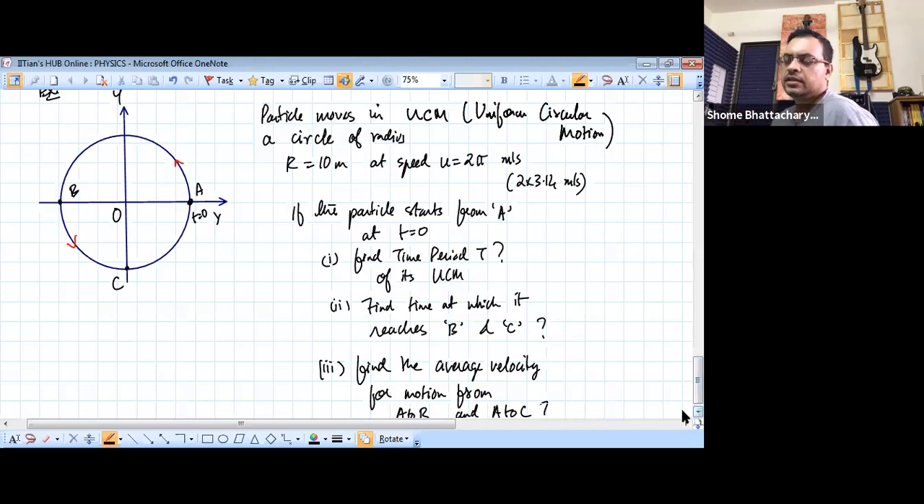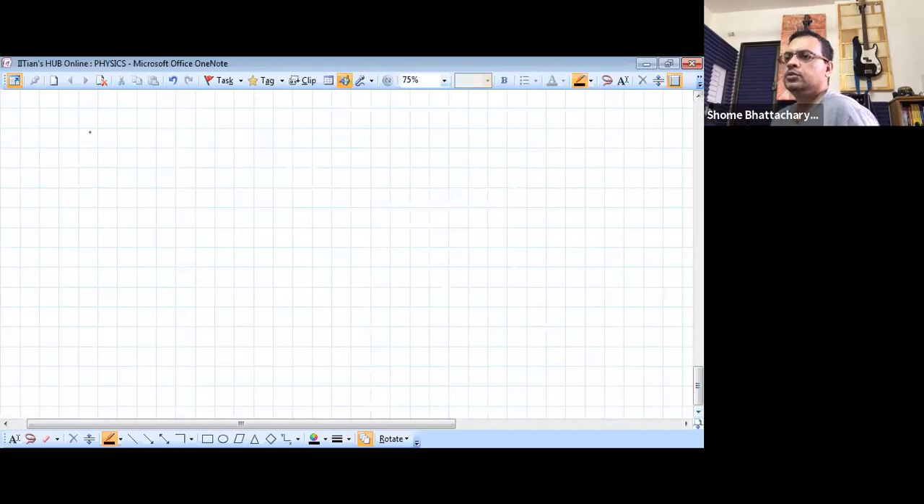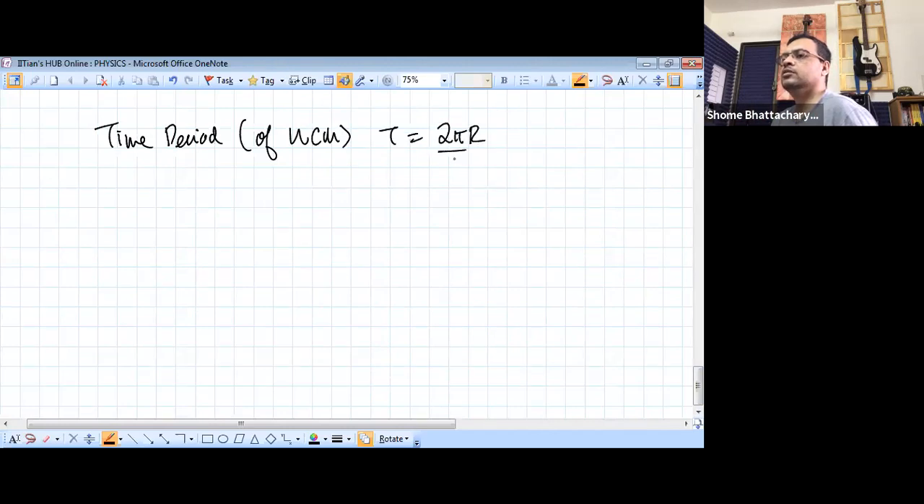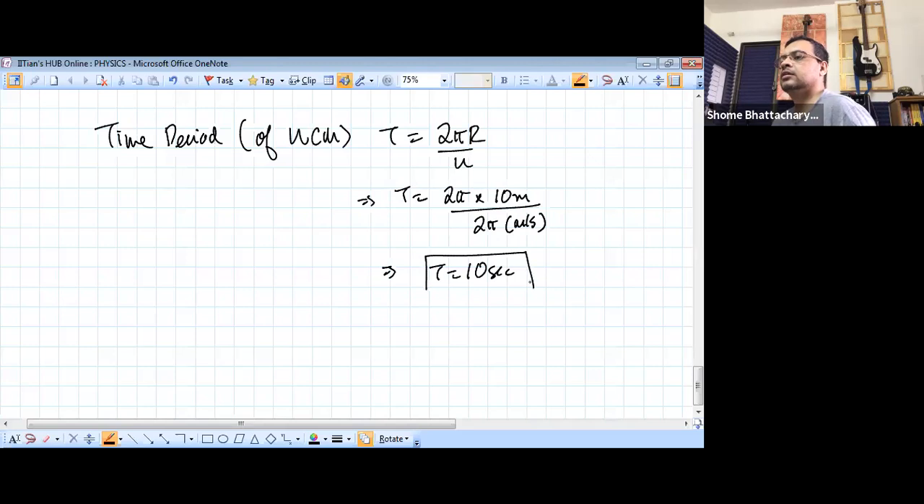Okay, so let me start explaining this question. First of all, you can see that the time period of uniform circular motion is given by the simple formula circumference upon speed. So here it becomes 2 pi into 10 meters divided by the speed, which was 2 pi meters per second. So we're getting the time period to be 10 seconds. This is the simple answer for the first part.